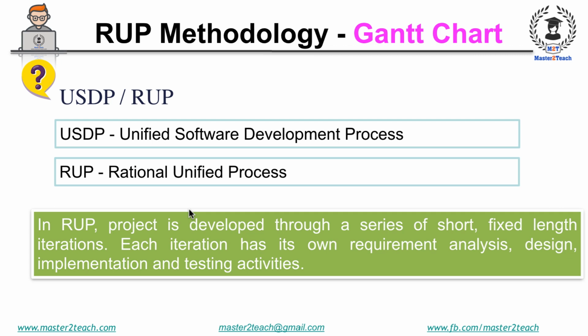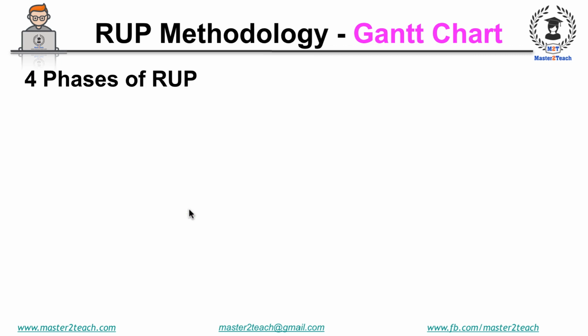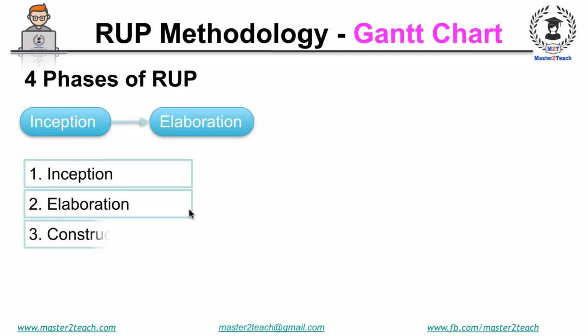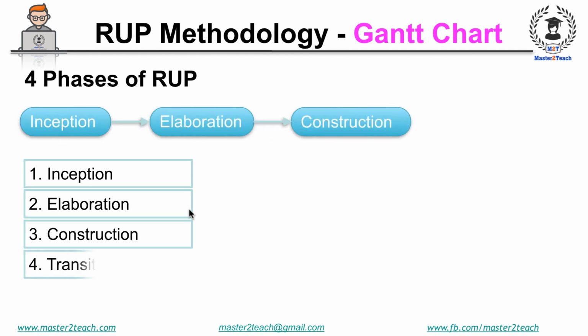Rational Unified Process RUP divides the development process into 4 distinct phases that each involve business modeling, analysis and design, implementation, testing, and deployment. The 4 phases are as follows. Number 1, Inception. Number 2, Elaboration. Number 3, Construction. And number 4, Transition. Now, let's go through one by one.